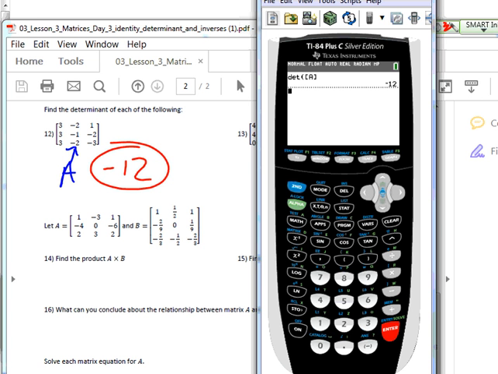So a double like this, you'd have to do that by hand. And it would be 16 minus 30. Okay? But for a triple, I don't even have it memorized. Don't worry about determinant of a triple.